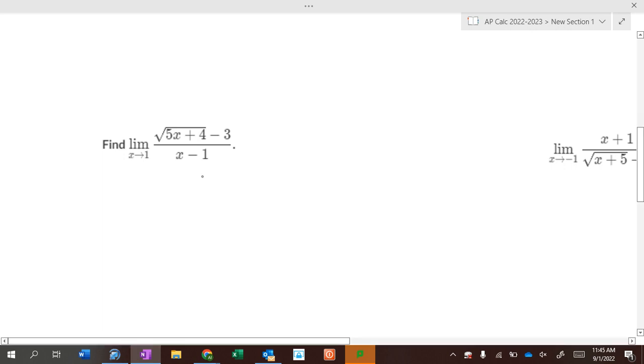Okay, so how are we going to do this? Well, the way we're going to do this one is take the conjugate of the numerator this time, because that's where the square root is involved. So we're going to take the conjugate of the numerator and multiply both the top and bottom by the conjugate of the numerator. So we're going to go the square root of 5x plus 4 plus 3 in both the numerator and denominator.